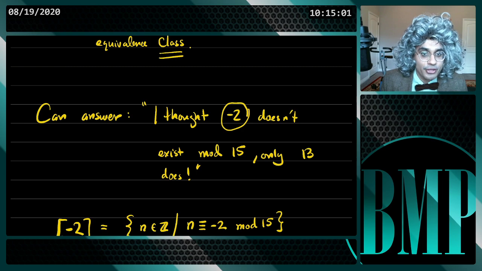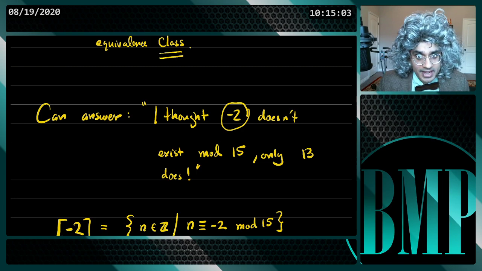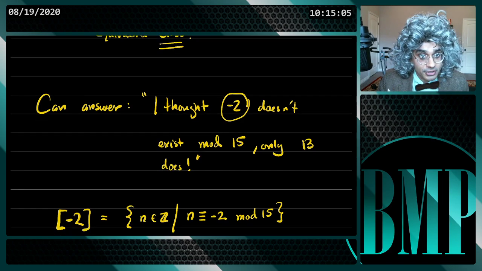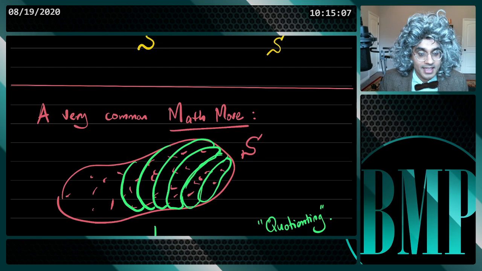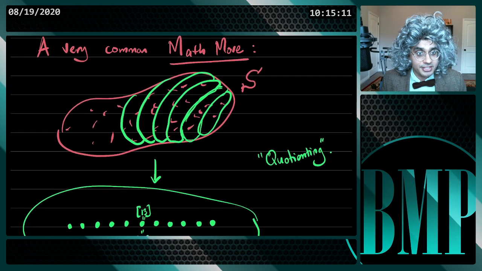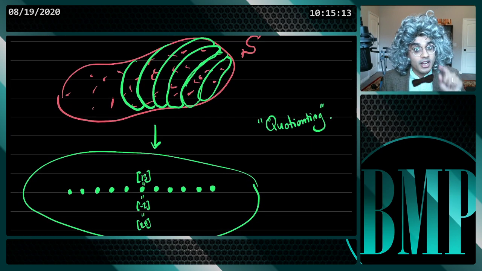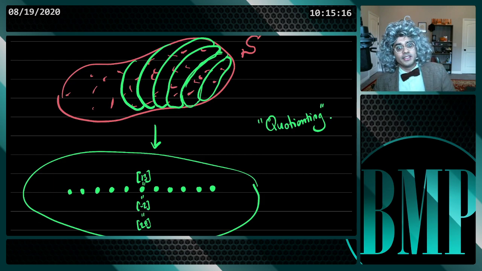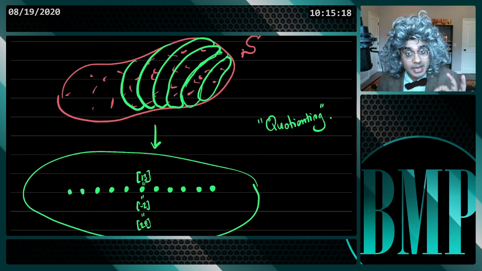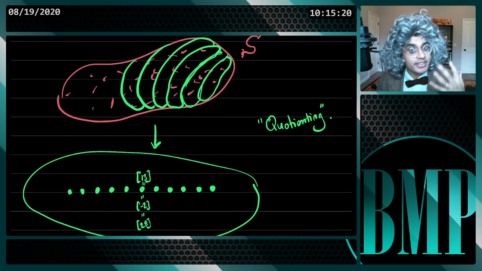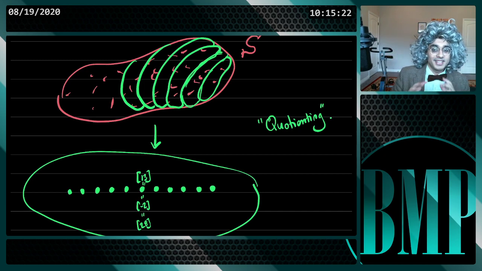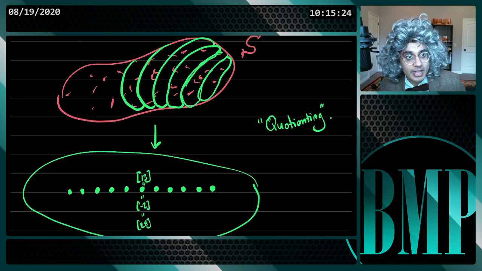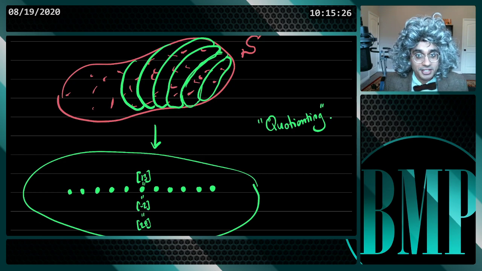-2 and 15 and 13, without any other context, those are integers. Those are red dots. But when you work mod 15, the equivalence class of -2 and the equivalence class of 13 are the same element. They're the same object. They're the same subset of S. They are the same equivalence class. That's the resolution of that person's confusion. Maybe they just got more confused.